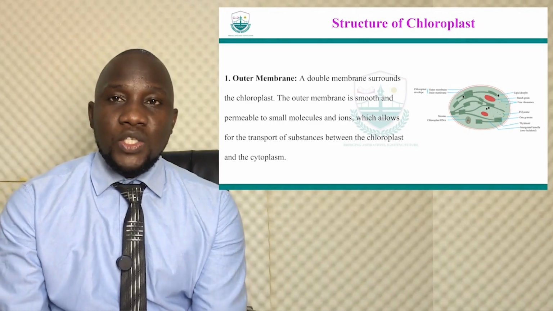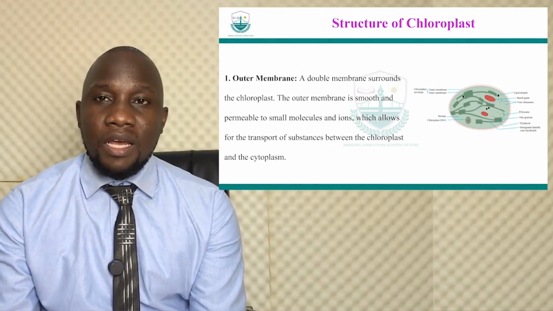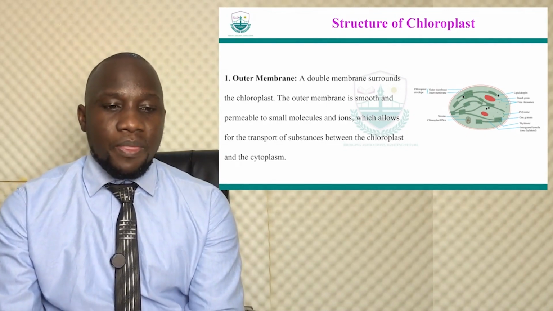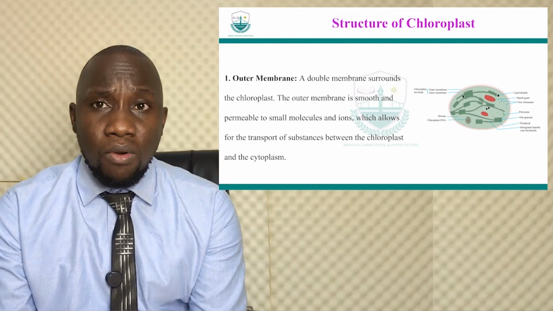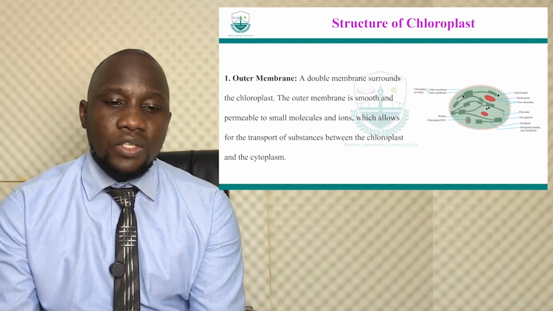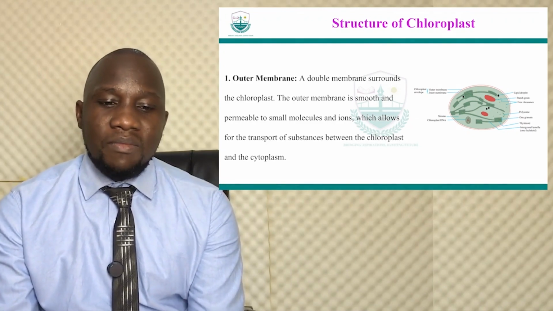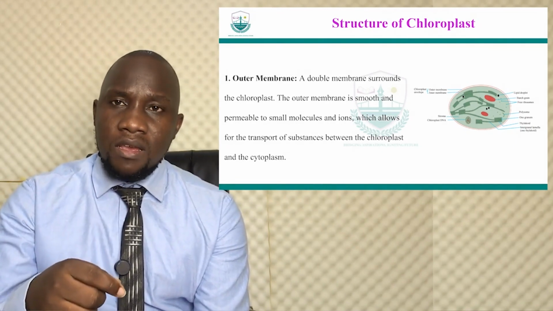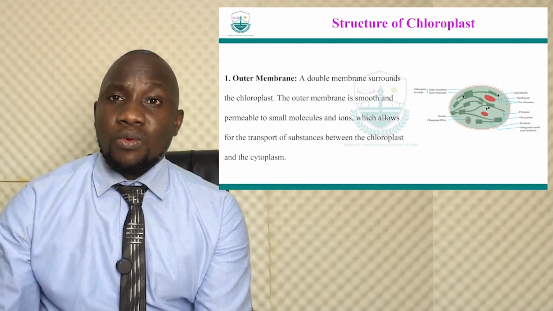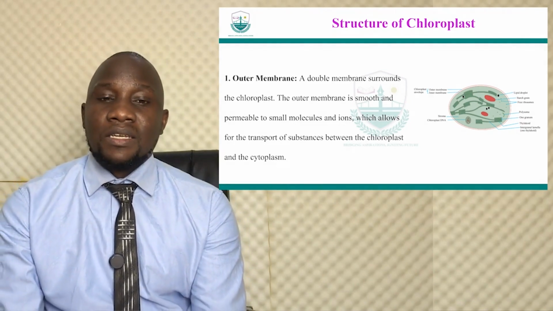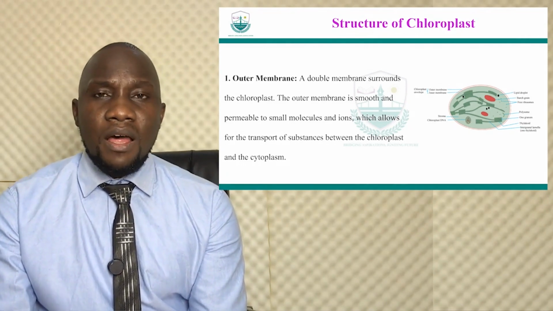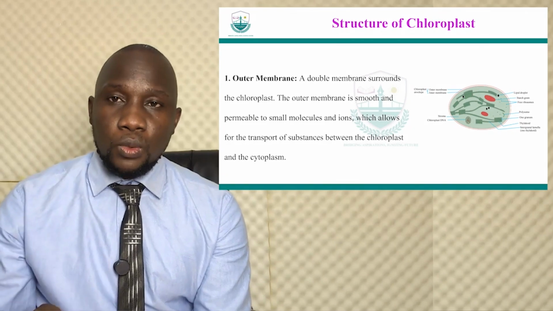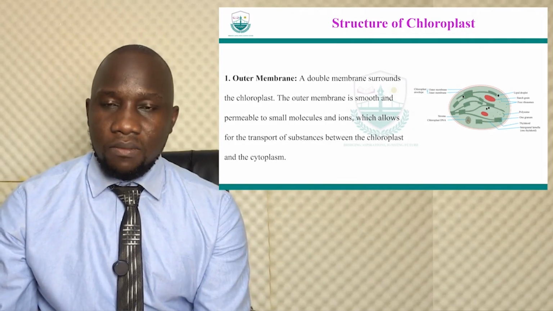Is this membrane permeable to everything that wants to enter into the chloroplast? The point here is that it is permeable to smaller molecules and ions. That means that the cytoplasm of the cell can exchange content with what is inside the chloroplast, because this outer membrane is not impermeable, but it is permeable to certain molecules and ions.